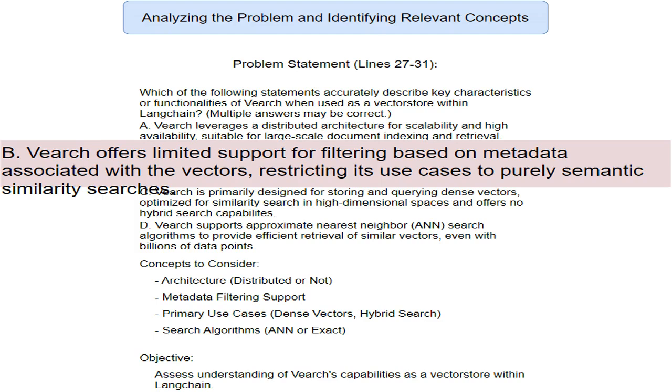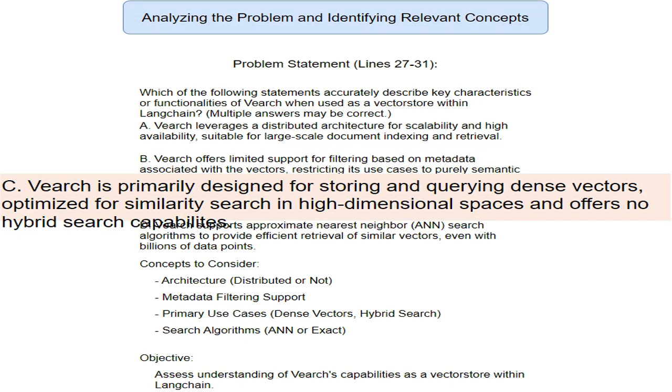Statement B suggests restricted metadata filtering capabilities in Vearch. Metadata filtering is the ability to refine search results based on attributes associated with data, such as date, author, or category. A vector store's utility significantly increases with robust metadata filtering, enabling precise information retrieval. Statement C focuses on Vearch's vector handling and search capabilities. Dense vectors are numerical representations of data points, optimized for similarity searches. High-dimensional spaces refer to datasets with numerous features or dimensions. Hybrid search combines vector-based semantic search with traditional keyword-based methods.